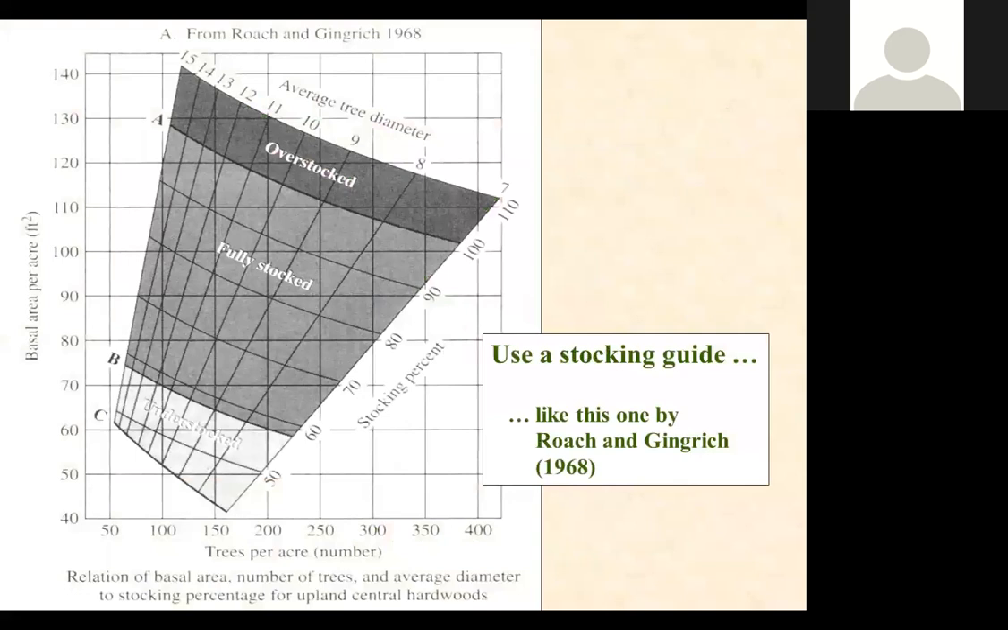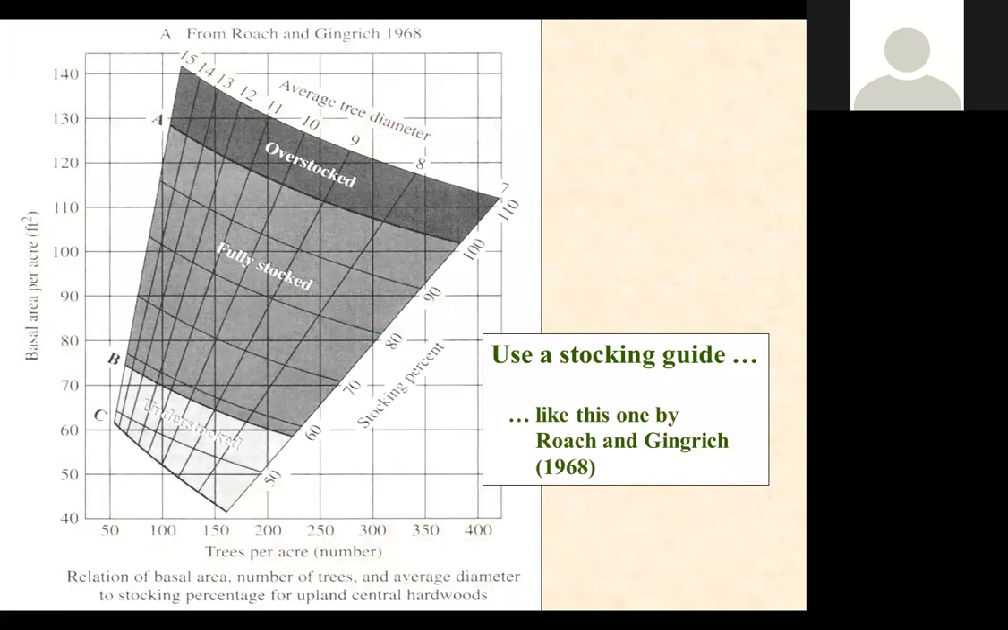Well, there we turn to the stocking guides, and many of you have seen this form. It comes from Roach and Gingrich for what they called upland central hardwoods, essentially upland oak stands, mixed hardwood oak stands. You will find stocking guides of this form and of other configurations for many forest community types around eastern North America, and also for some of the West Coast mixed conifer stands.